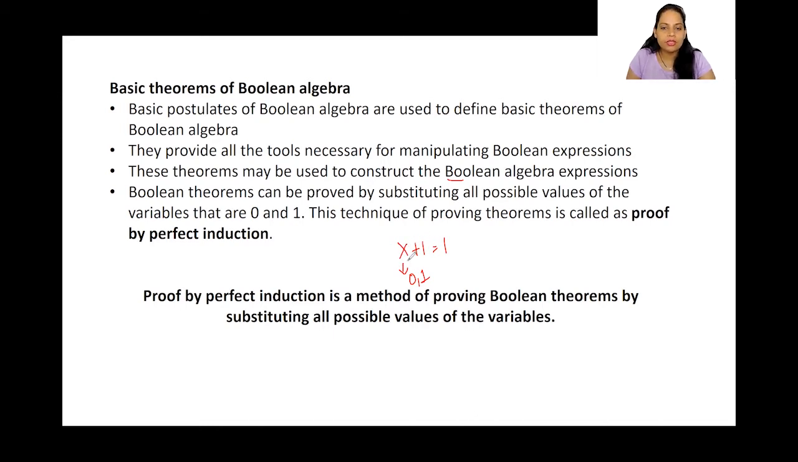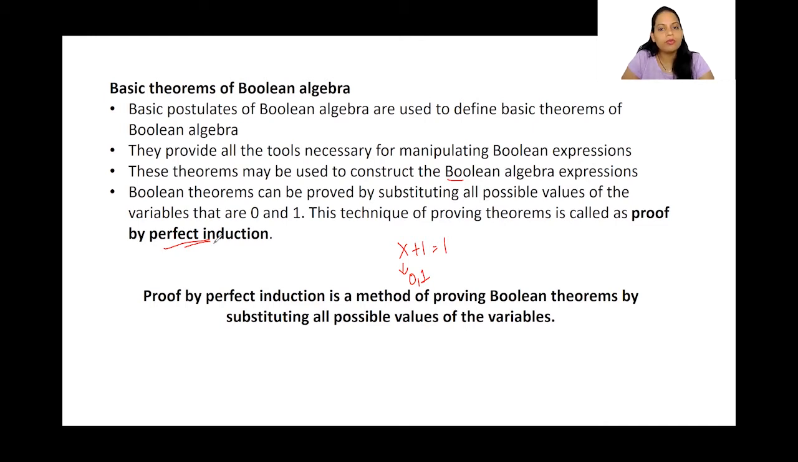For example, in order to prove this, I will take 0 as well as 1 in both cases, and then prove this. Doing this is nothing but proof by perfect induction. So the laws or rules that we are going to see, we are going to prove them by taking all the possible values. Now there is another way of proving: we can also use a truth table. So two methods: one is proof by perfect induction and another is truth table.